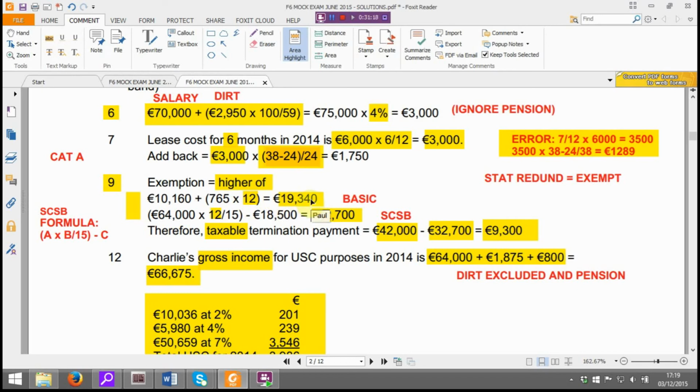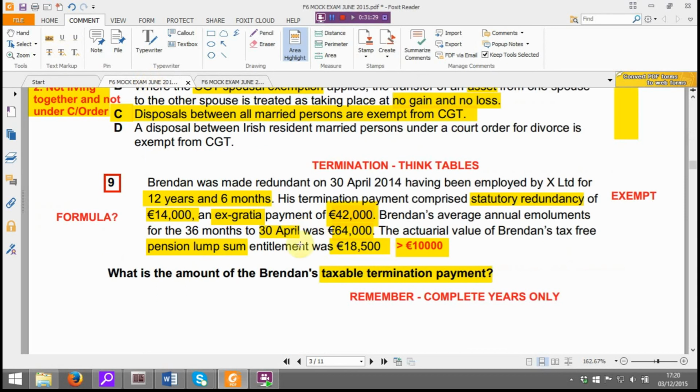Now, in terms of the increased basic, you remember that is second in line, so we calculate that. Secondly, well, thinking back to the question, you'll recall that the actuarial valuation of the pension lump sum was 18.5. Now, that's more than 10,000.